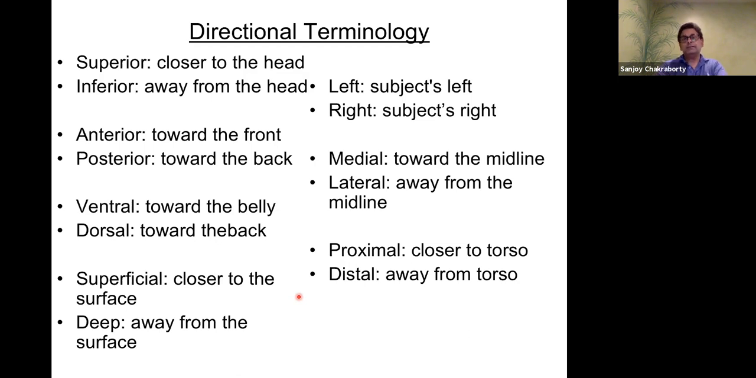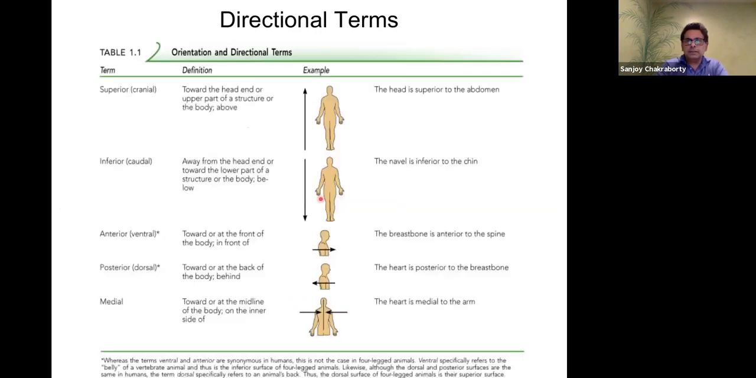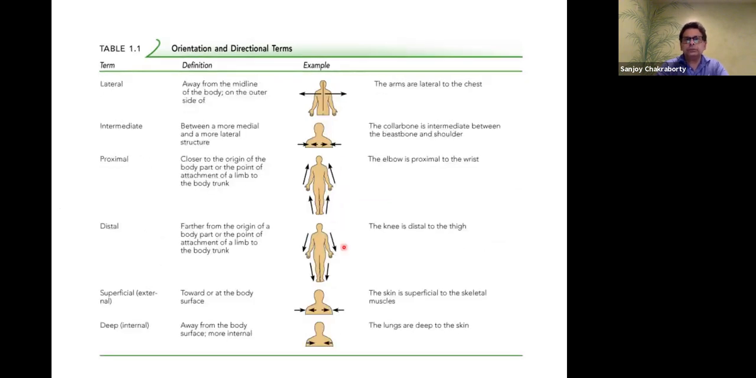Finally, proximal and distal. Proximal and distal refer to distance from the torso. This area is the torso. So if you do not have any arm and leg attached, this area is the torso. If you forget about your arm and the leg, the remaining part of the body, which is right here, is called the torso, or the trunk.